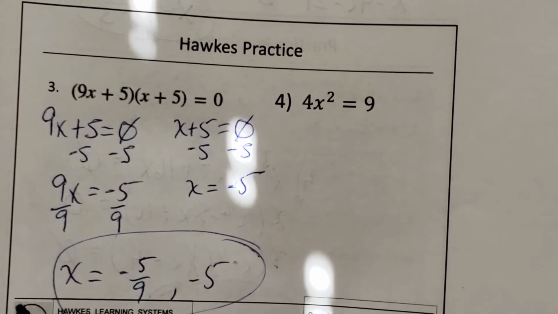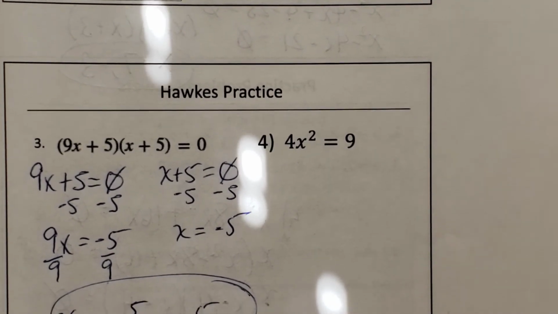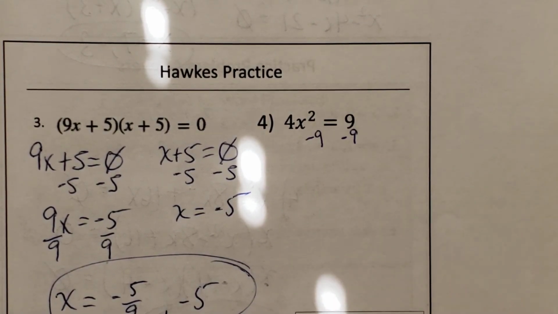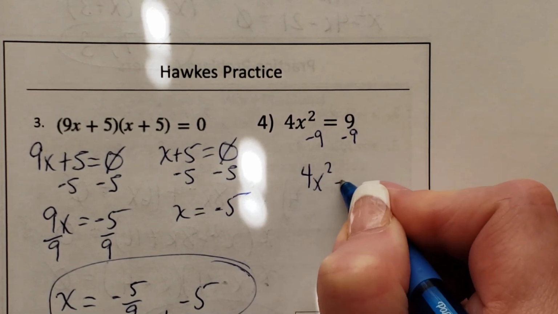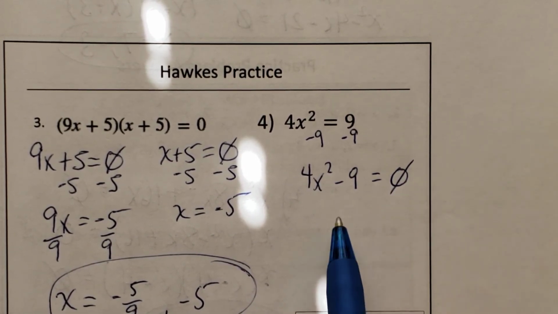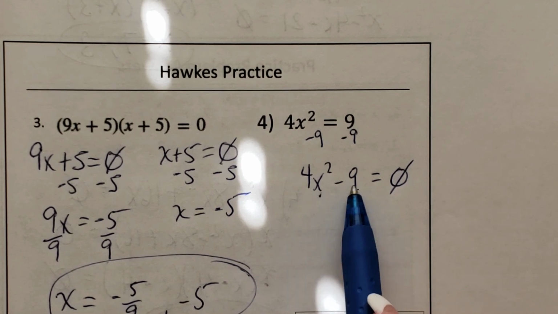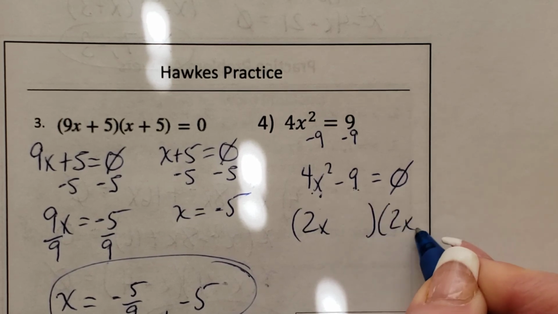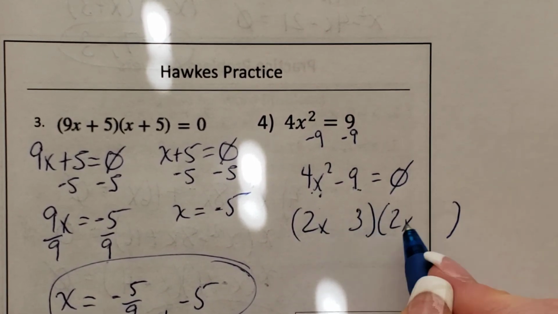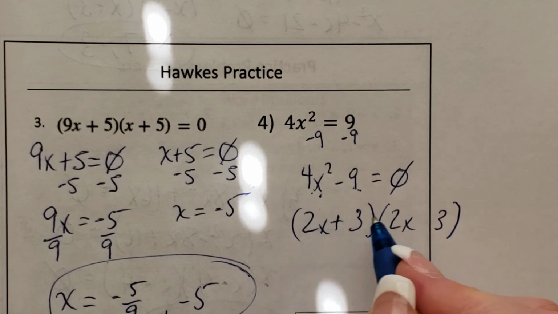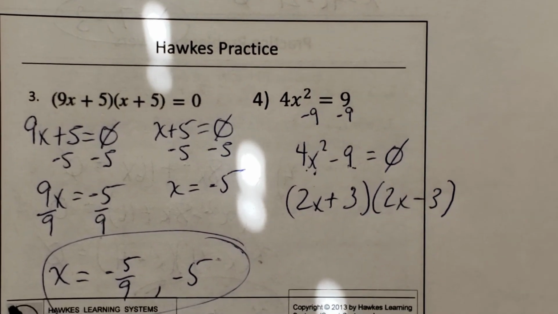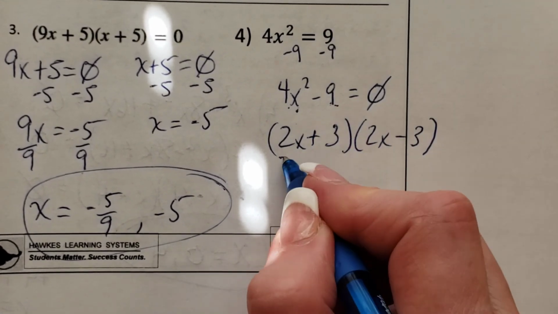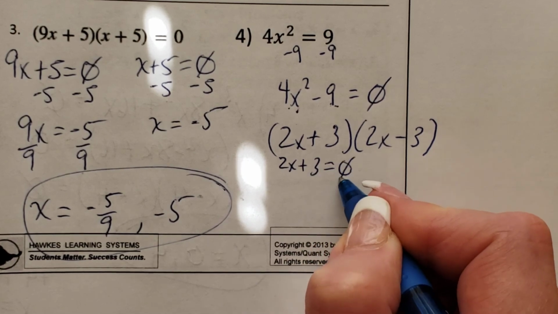Number 4, I want to set this quadratic equation equal to 0. So I'm going to subtract 9 from both sides. So I have 4x squared minus 9 equals 0. This is the difference of two perfect squares. The square root of 4x squared is 2x. The square root of 9 is 3. Because it's the difference of two squares, one gets a plus and one gets a minus. So I'm going to set both of these parentheses equal to 0. So I have 2x plus 3 equals 0.